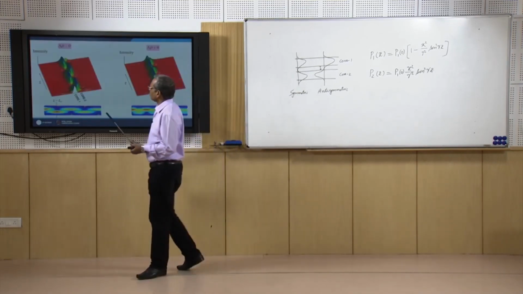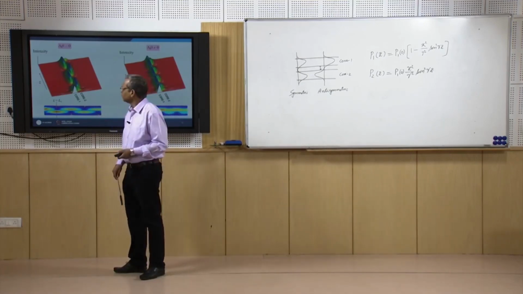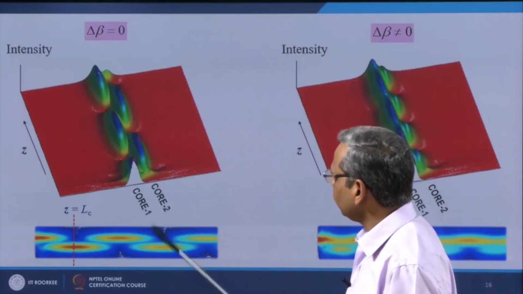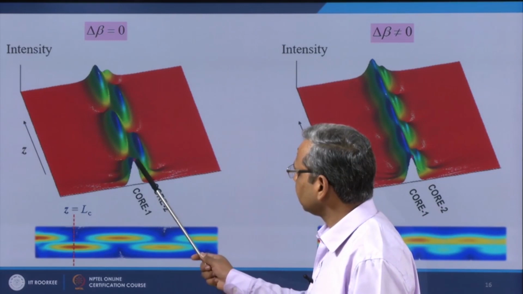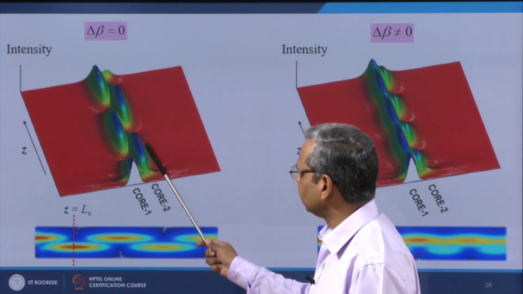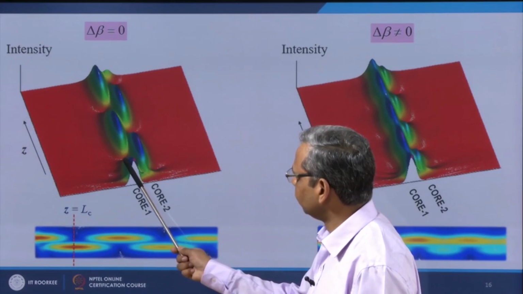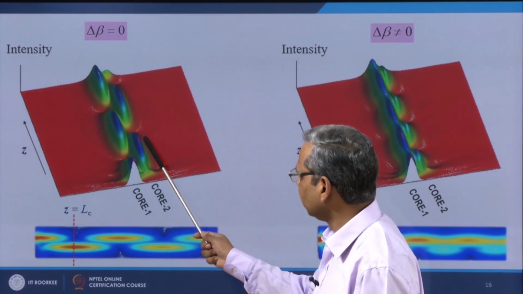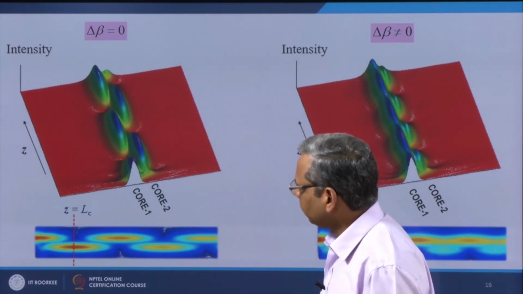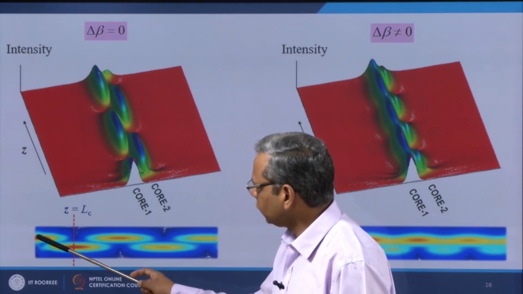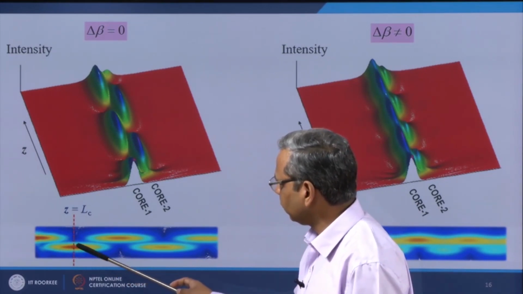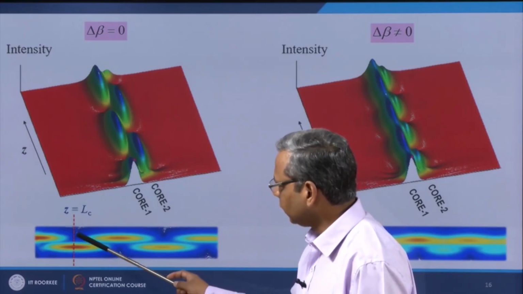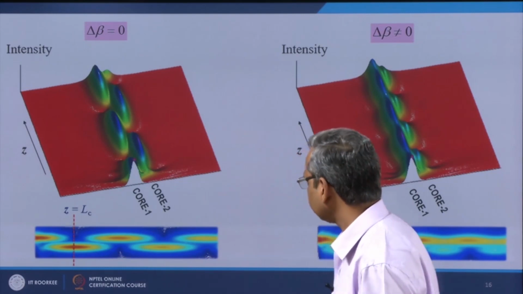This is how a 3D plot shows the case when delta beta is equal to 0. I launch power in core 1 and then there is a complete transfer of power to core 2 at a certain length. You can see a dip which goes to 0 here, and a peak which comes to 1 here. If I look from the top and draw the contour plot, you launch power in core 1 and at z equal to LC there is complete transfer of power to core 2, and here the power in core 1 becomes 0.